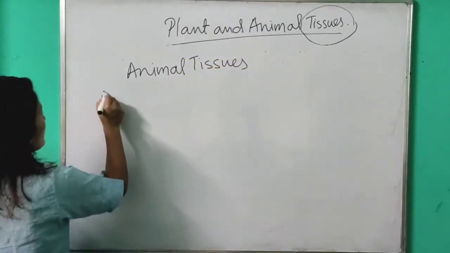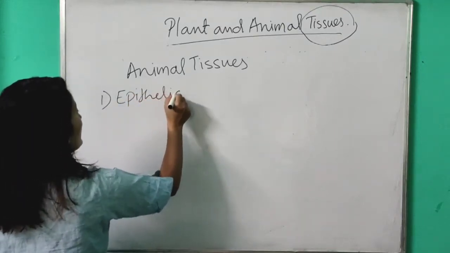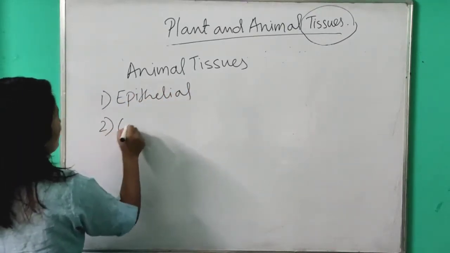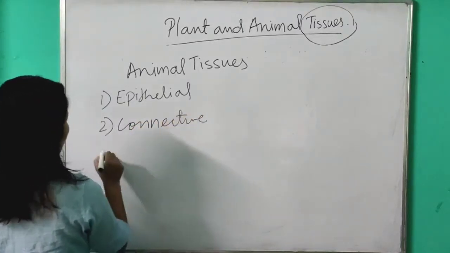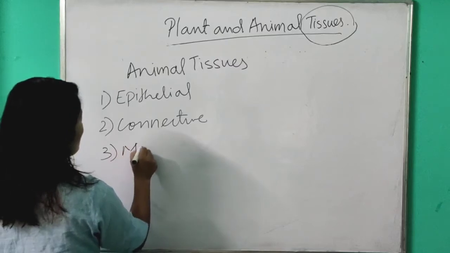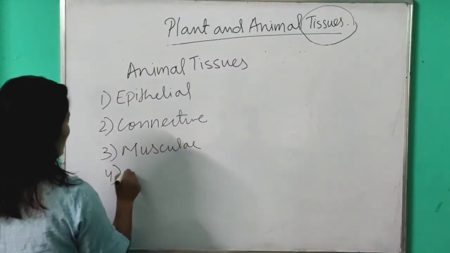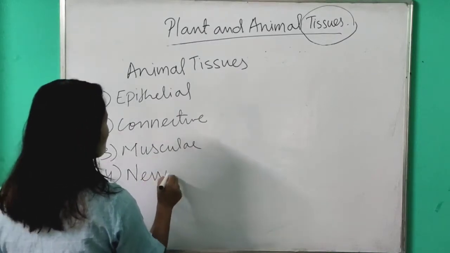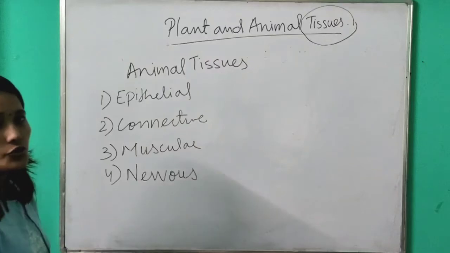So what are they? First is epithelial, then you have connective, then you have muscular and nervous. These are the types of animal tissues.